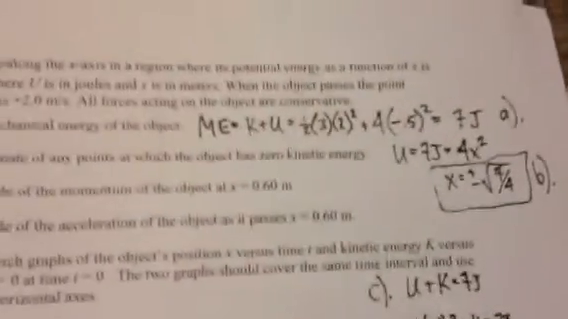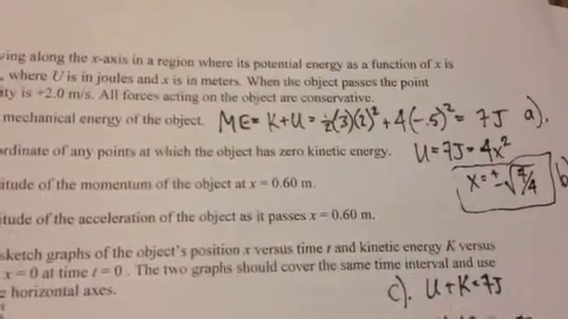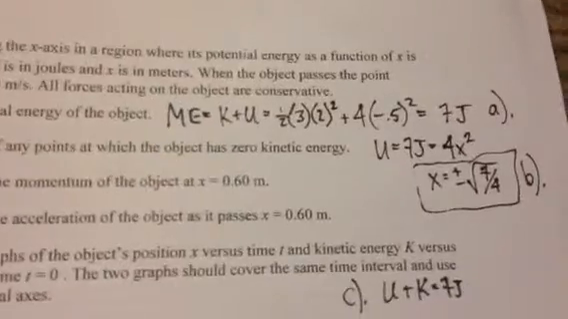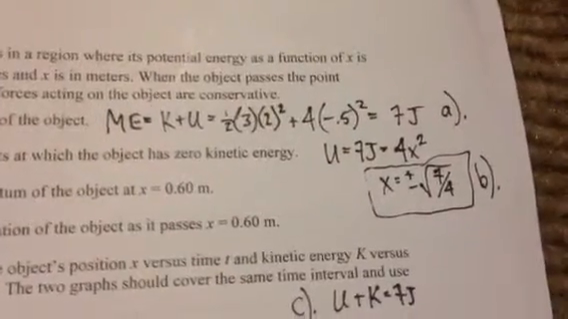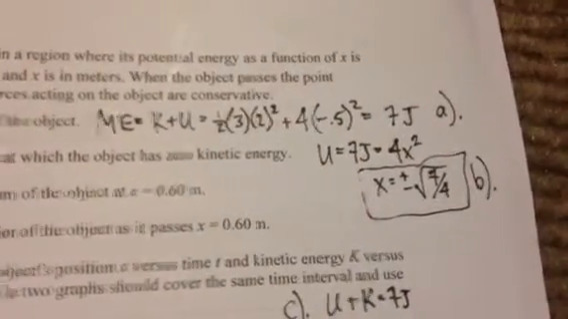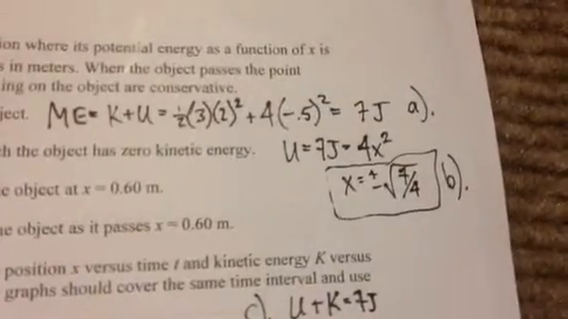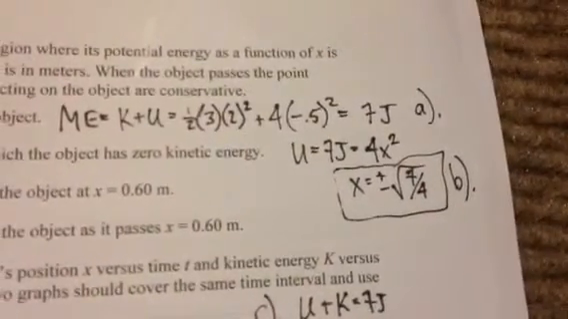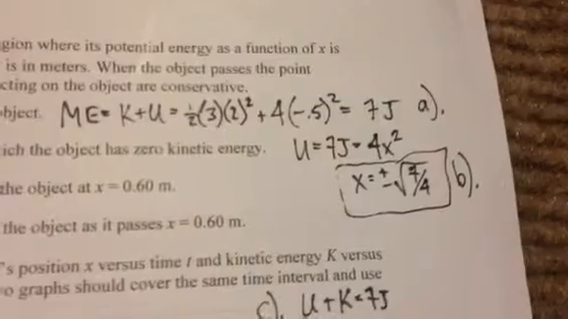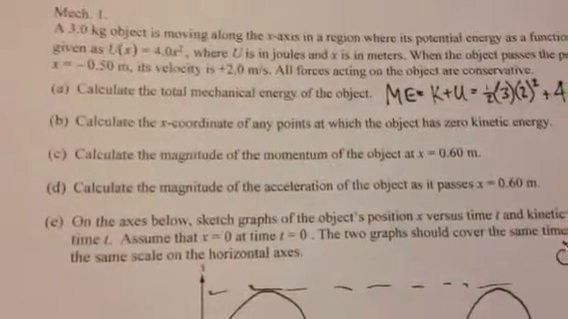For part B, they want you to find the position at which the object has no kinetic energy. So now that you know the total is 7, you just set the potential equal to the total, which makes the kinetic equal to 0, and you solve for x, and you get the square root of 7 over 4, plus or minus.